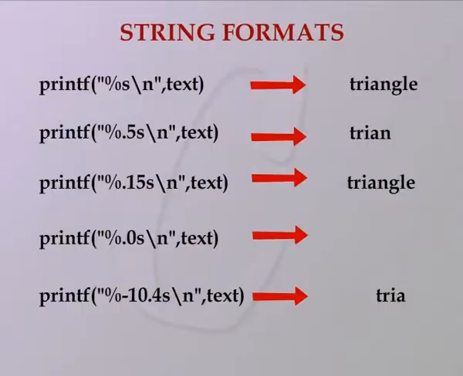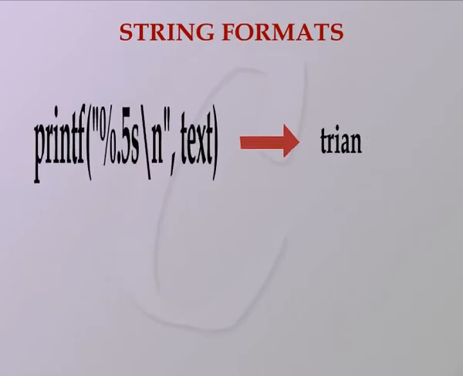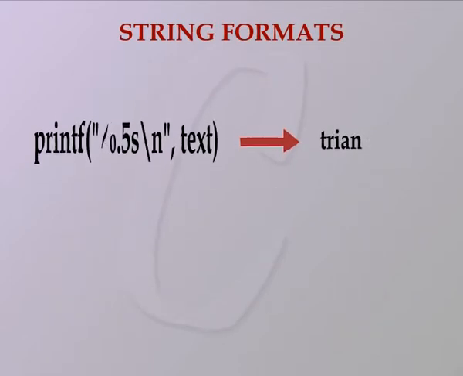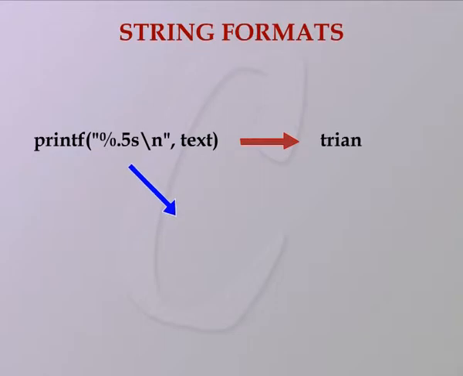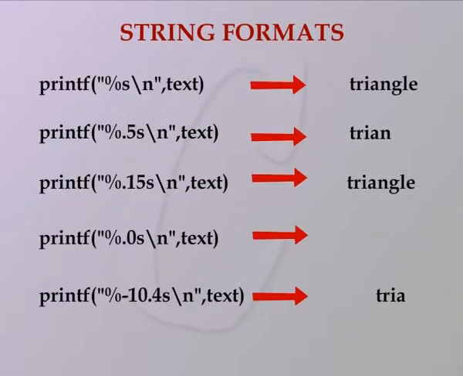So in the second statement I have printf %.5s and I am printing this text. So .5 in the sense it will take only the first 5 characters and it will display. So 1, 2, 3, 4, 5, out of this entire text only the first 5 are displayed over here.